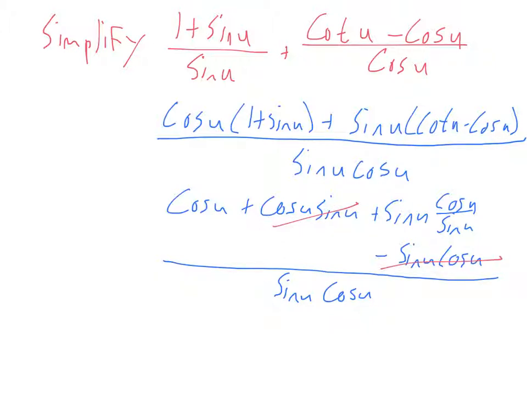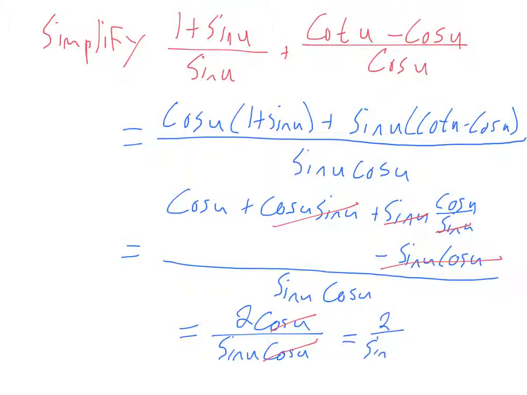And now we're going to see that these are going to cancel, right? And over here, the sine u's will cancel, right? And so we'll have cosine u plus cosine u on top, which is just 2 cosine u over sine u cosine u, right? And then we can just cancel the cosines, and we'll be left with 2 over sine u.